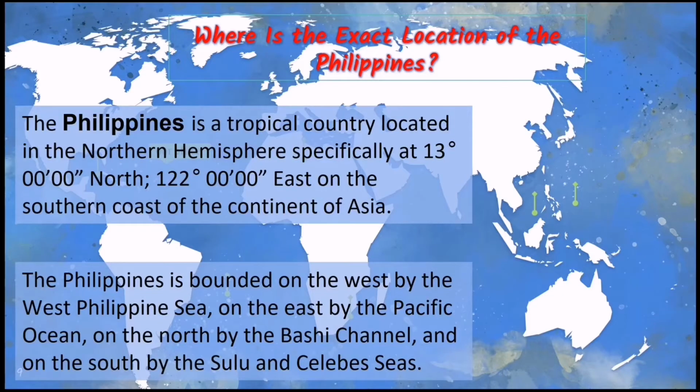So, where is the exact location of the Philippines? Ayan, yun ang exact location sa Philippines. So, the Philippines is a tropical country located in the northern hemisphere, diri dapit sa north, specifically at 13 degrees 0 minute 0 second north and 122 degrees 0 minute 0 second east on the southern coast of the continent. So, mao ni siya ang mga plotting points here.